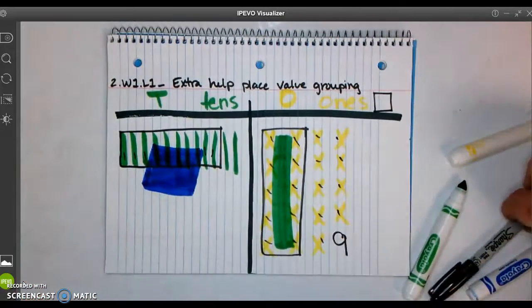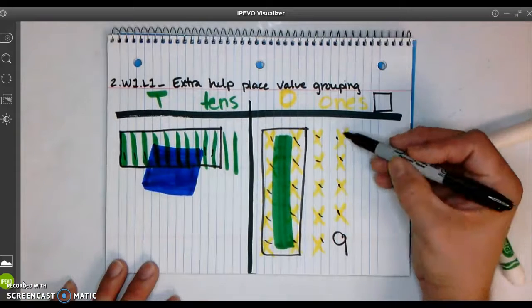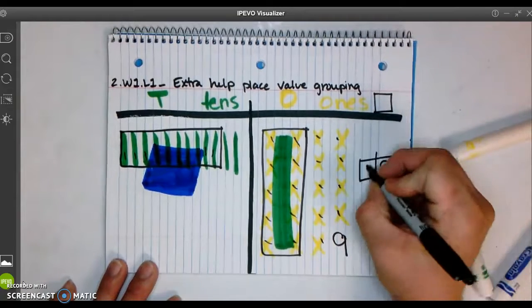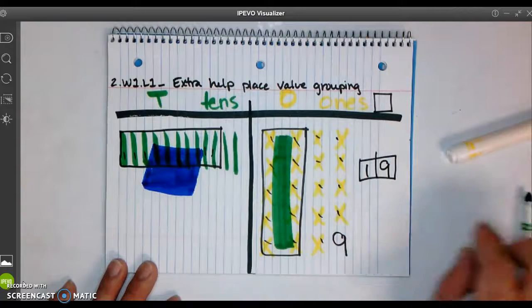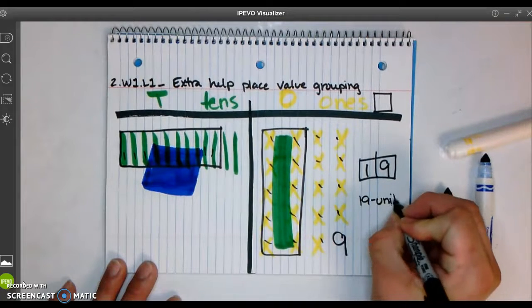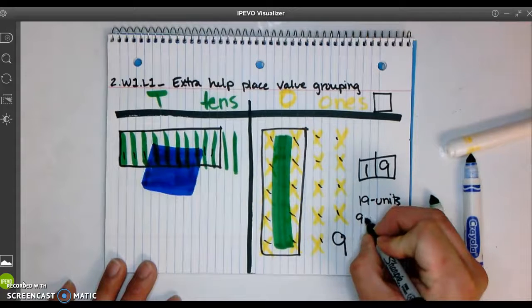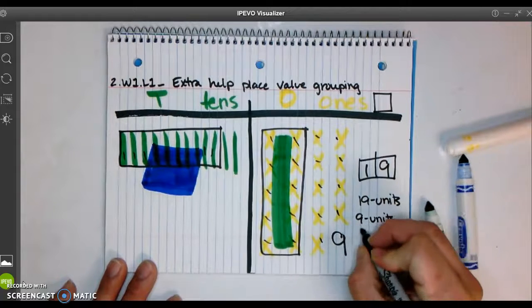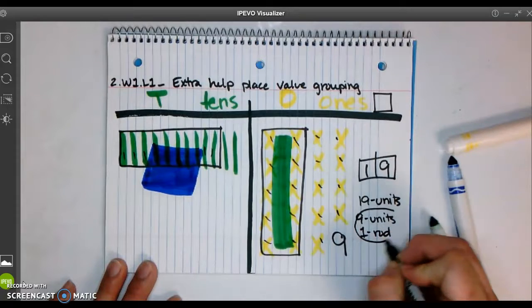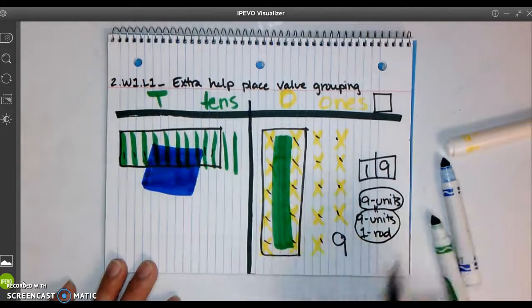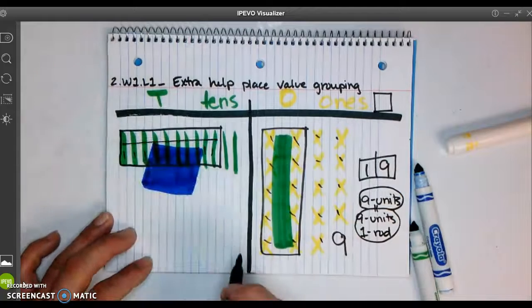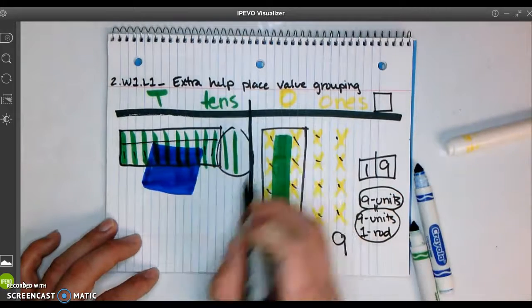Let's go ahead and look at that now. So this right here, 9 ones, and then 1 rod. So our numeral, our amount of this is 19. We can use 19 units, or we can use 9 units and 1 rod. They have the same value, equivalency. They equal each other. Let's go back to this side. We took these 10 and made a flat with them, and now we have these 2 left over.